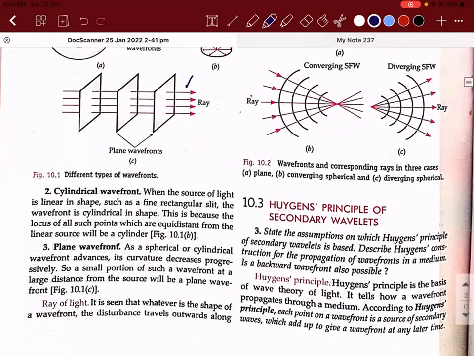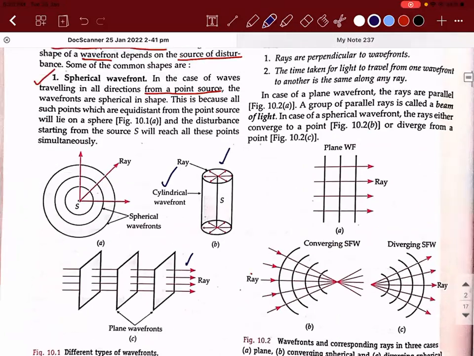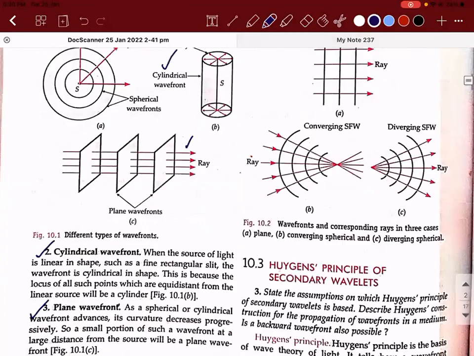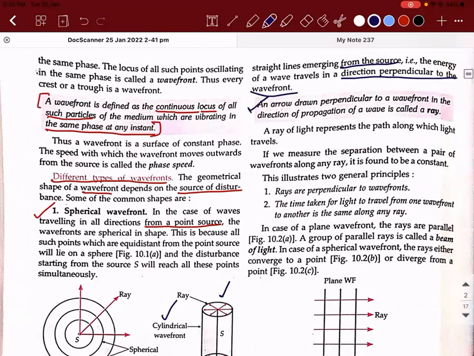I've explained what is cylindrical and what is plane. The next concept is ray of light. It is seen that whatever the shape of the wavefront, the disturbance always travels along straight lines emerging from the source. That is, the energy of the wave travels in a direction perpendicular to the wavefront. That is what they're trying to say. So a ray of light in simple terms is just an arrow mark drawn perpendicular to the wavefront in the direction of propagation of the wave.